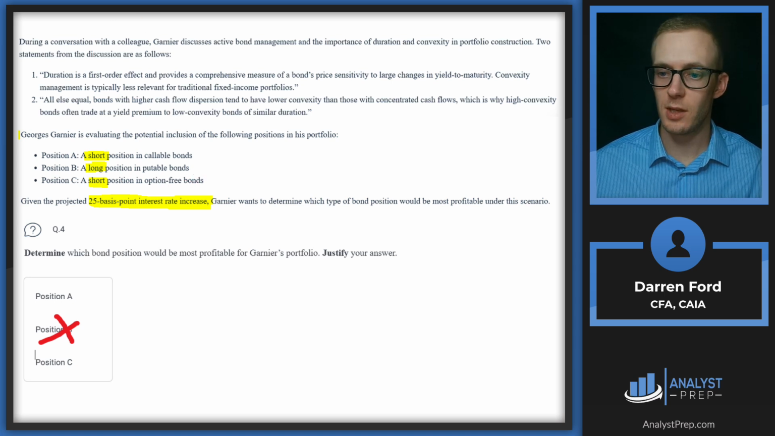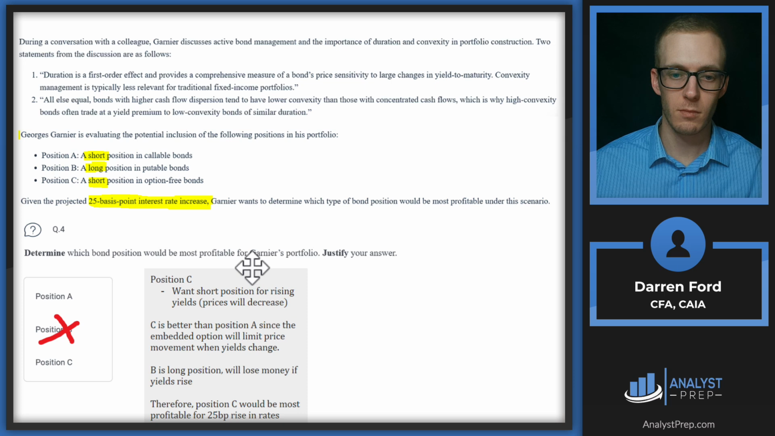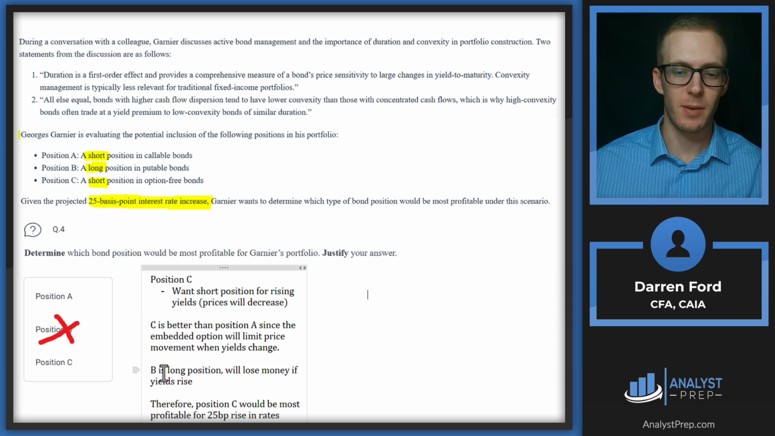So essentially, we want to be short, like we said. And then for the C versus A part, C is a better position than A since the embedded option will limit price movement when yields change because that option does have value. And then we said B is a long position, will lose money if yields rise. Therefore, position C would be most profitable for a 25 basis point rise in rates.